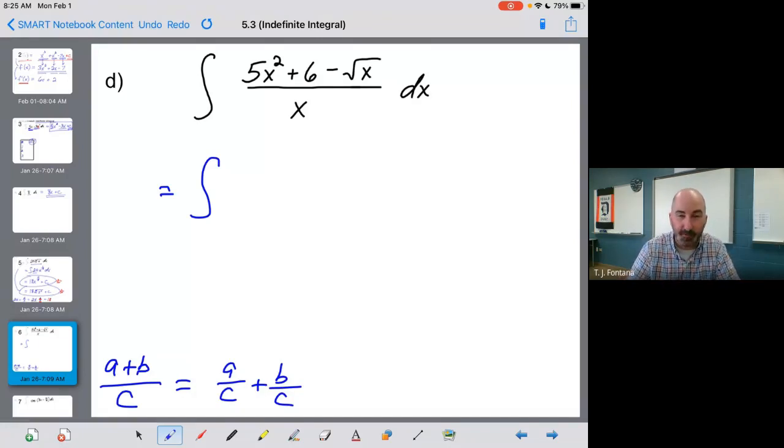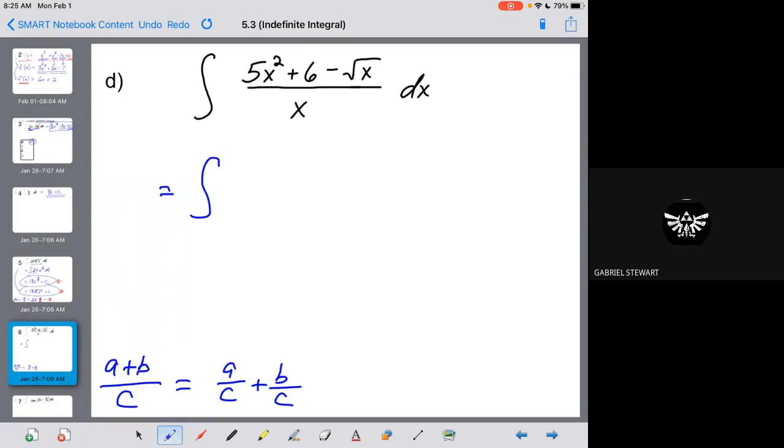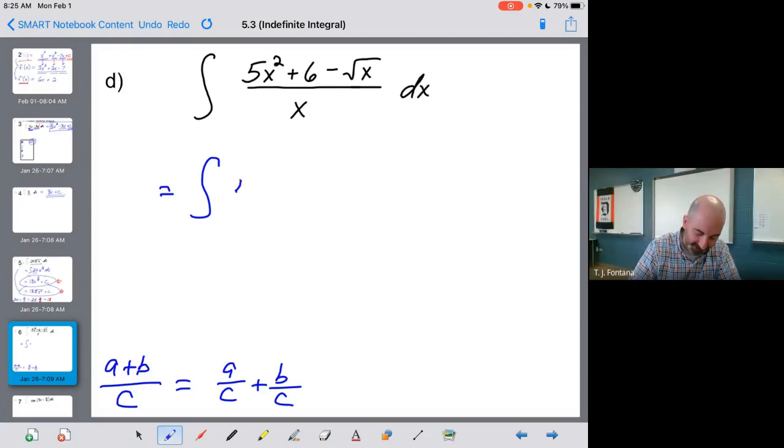Now, I'm not even going to take the time to rewrite this because I think you guys can do it. The 5x squared over x just becomes what? 10x. Wait, no, I'm dumb. I'm sorry. Just 5x. Just 5x, right. I was thinking too far ahead. Yes, you were. That's okay. Plus, now, the second term, 6, gets divided by x. What do I write there? Just 6 over x. Not bad, but what's an easier way to deal with that from a derivative or an antiderivative standpoint?